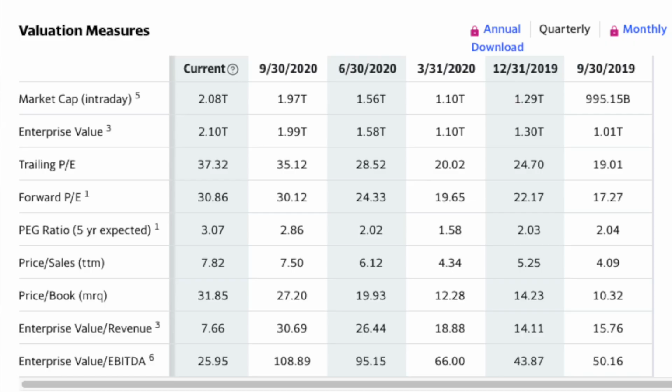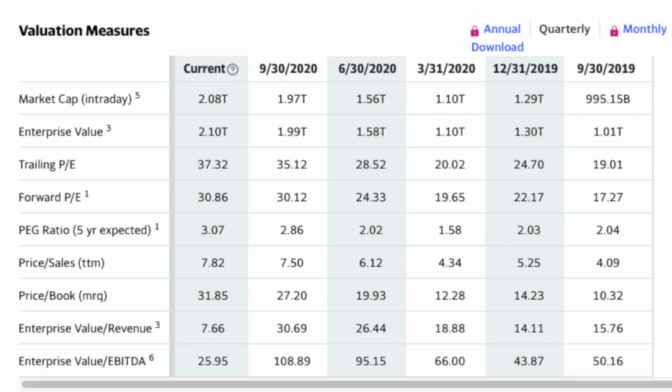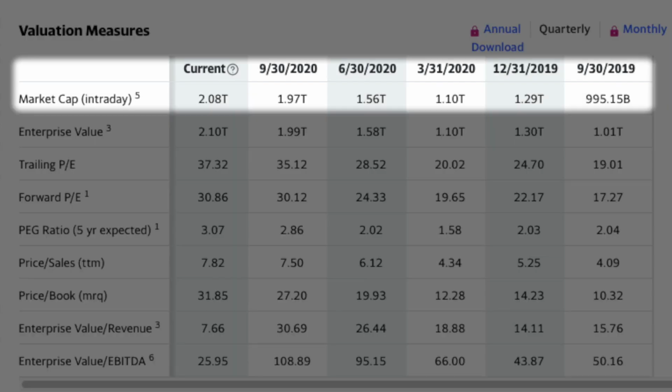Now, after looking at all of those financials, I can then derive a few financial ratios. Firstly, the price to sales ratio has been increasing from 4.09 in 2019 to 7.82 in 2020. It usually means the stock is increasingly overvalued, but it can also mean the market is valuing the company more as time progresses, which to me is a good thing as long as the ratios increase steadily and do not balloon up erratically.